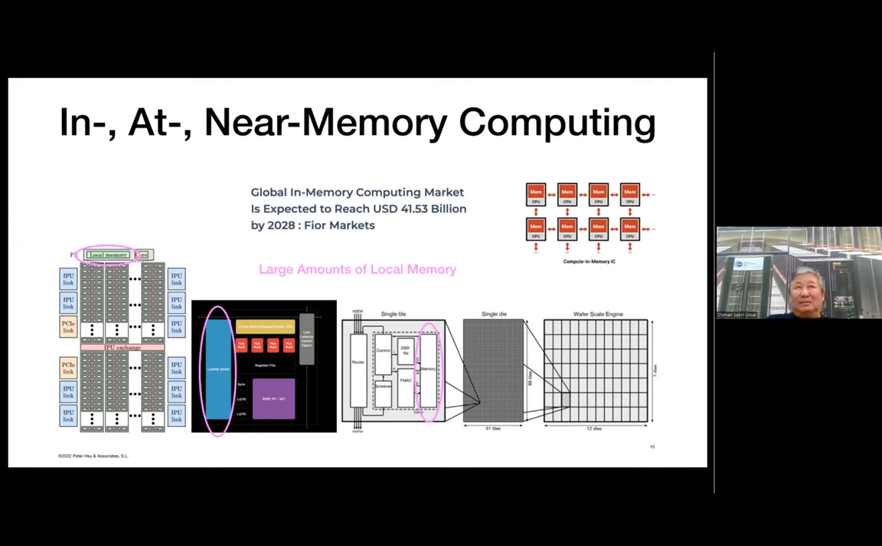Now, this type of computing is sometimes called in-memory, sometimes called at-memory, sometimes called near-memory. So, you know, the press uses these terms interchangeably. But the press claims that the global in-memory computing market is going to get very large, you know, $40 billion fairly soon. So they're expecting good things from this technology.